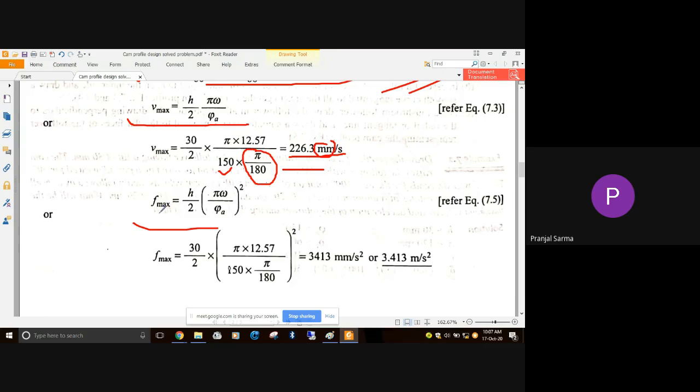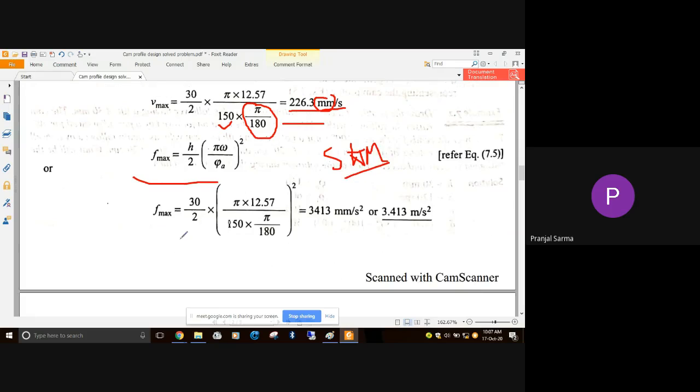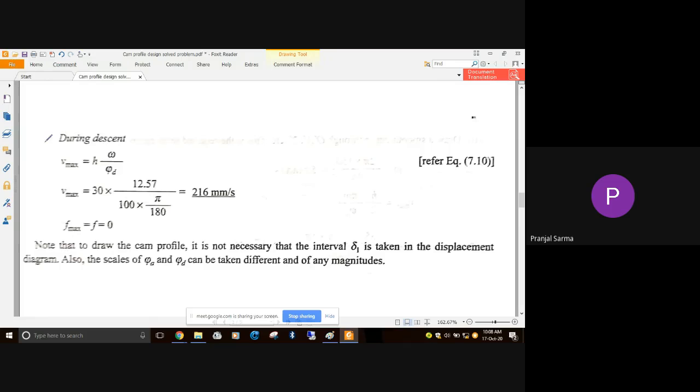Similarly, Fmax, it is also SHM only, for the ascent stroke. So use the corresponding formula, and once again, be careful. This way you will find it out, and be careful with the units. You have to always use the proper unit. Similarly, for the descent stroke, during descent it is uniform velocity only. For that, you just use the corresponding formula and find out. Uniform velocity means there is no acceleration, so the acceleration value, maximum, minimum, everything is actually 0.